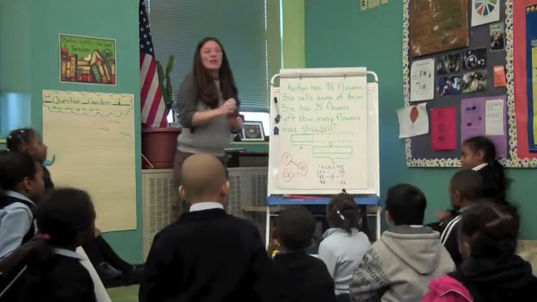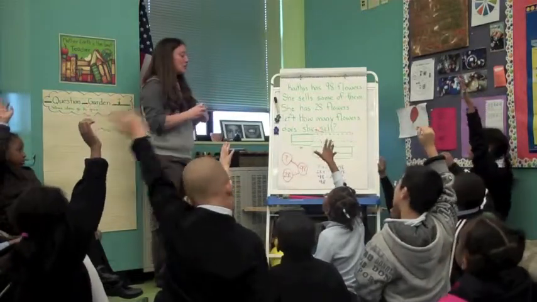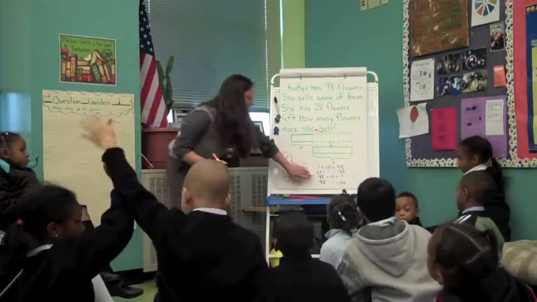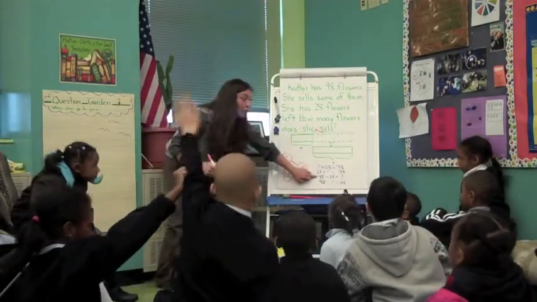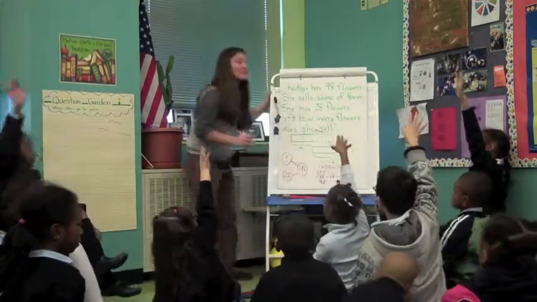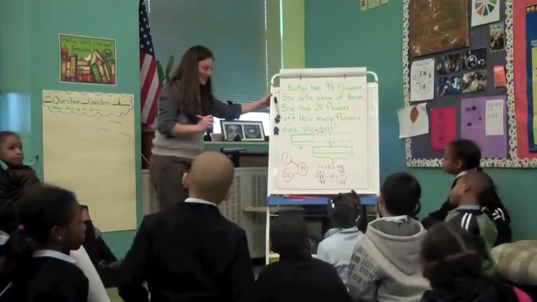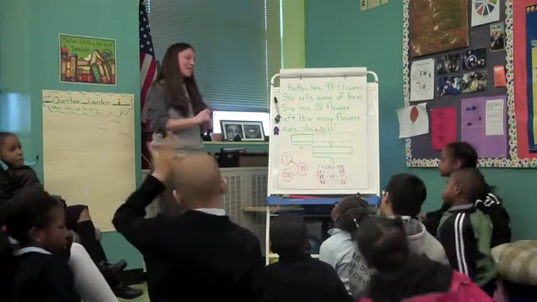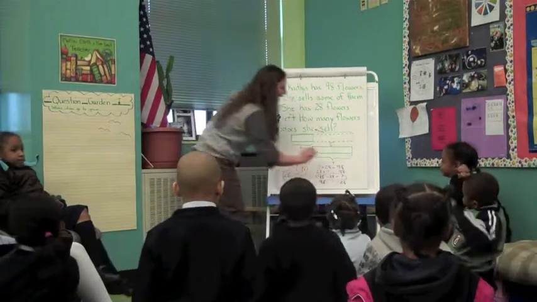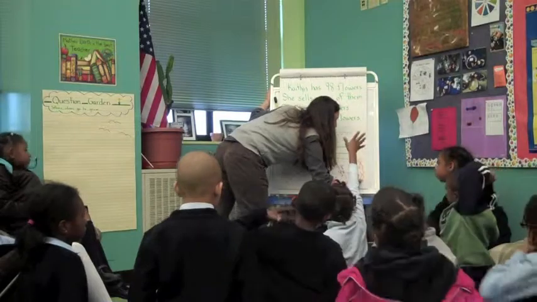Whoa. Which one is the easiest to solve? Looking at those, Gianni, which one's the easiest to solve? The first one. So this one right here. Oh, this one. Okay. Why is this one the easiest to solve? Because it has both numbers. Excellent. So I'm going to have 98 minus 28. Are you ready?